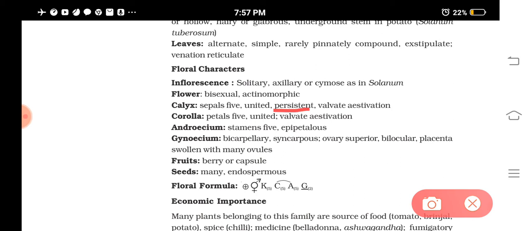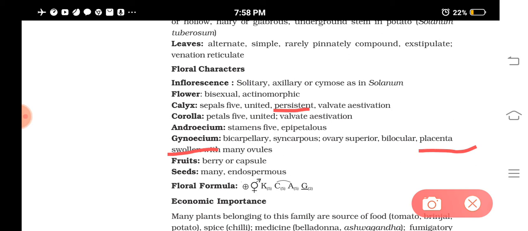Okay. Syncarpous, ovary superior. Superior means what? All the other whorls are originating from a lower level. Bilocular means 2 chambers will be there. Bilocular. Okay. Then placenta swollen with many ovules. That is another important feature of this family. Okay. From this swollen placenta only they got the name what? Solanaceae. Okay. So if you cut a tomato or a brinjal, you can see that many seeds are there. They are arranged around a placenta, and placenta is thick, swollen. Okay, so those are the characters of this family.